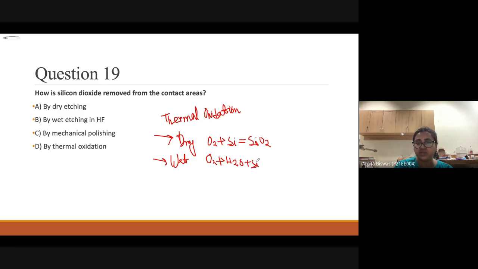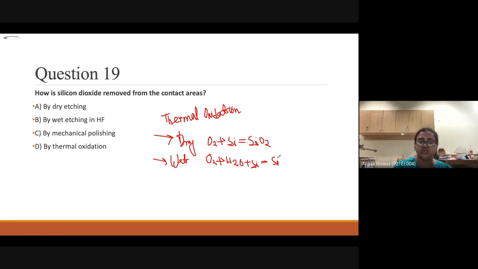So what is the main difference? Only oxygen is used for the dry oxidation process, and it reacts with the silicon. This is a very slow process, but the quality is good. That's why it is used for depositing the dielectric layer. In the wet oxidation process, water vapor and also oxygen are used, and it reacts with the silicon and prepares SiO2.